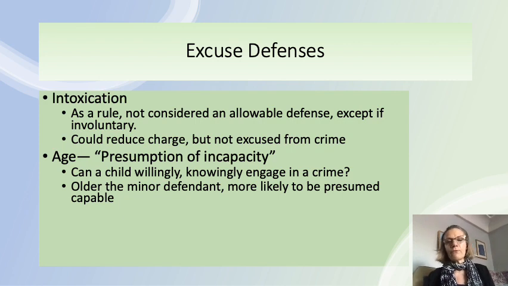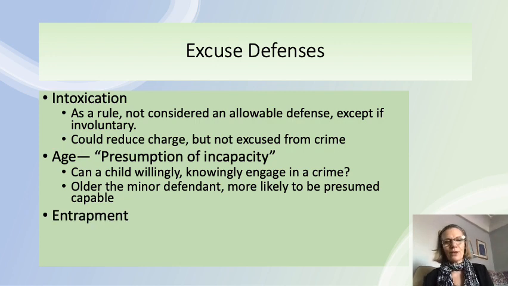Between 7 and 14, it's sort of halfway between the two. There's not an assumption that they're incapable, and there's not an assumption that they're capable of possessing mens rea, but they may be held responsible for their actions. But the prosecutor has to prove that they did possess mens rea, and it makes it easier for a defense attorney to call mens rea into question.